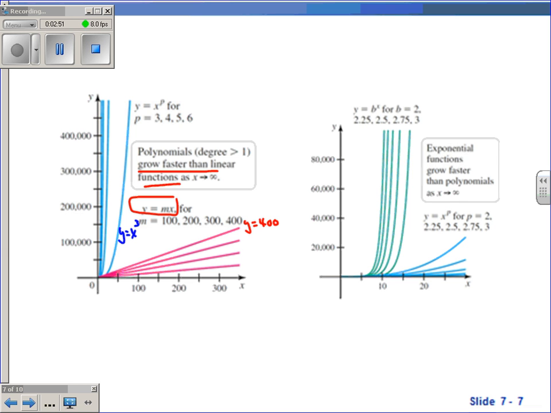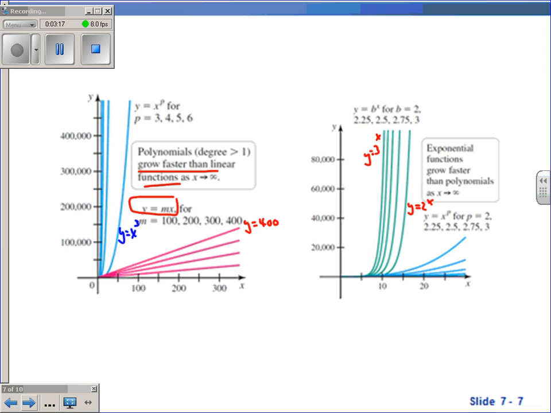Now look at the exponentials, where the variable is in the exponent, like e to the x and a number to the x power. These are the graphs of y equals 2.25 to the x power, y equals 2 to the x, and 3 to the x. If this is our y equals 2 to the x, y equals 3 to the x would be the one on the inside here.